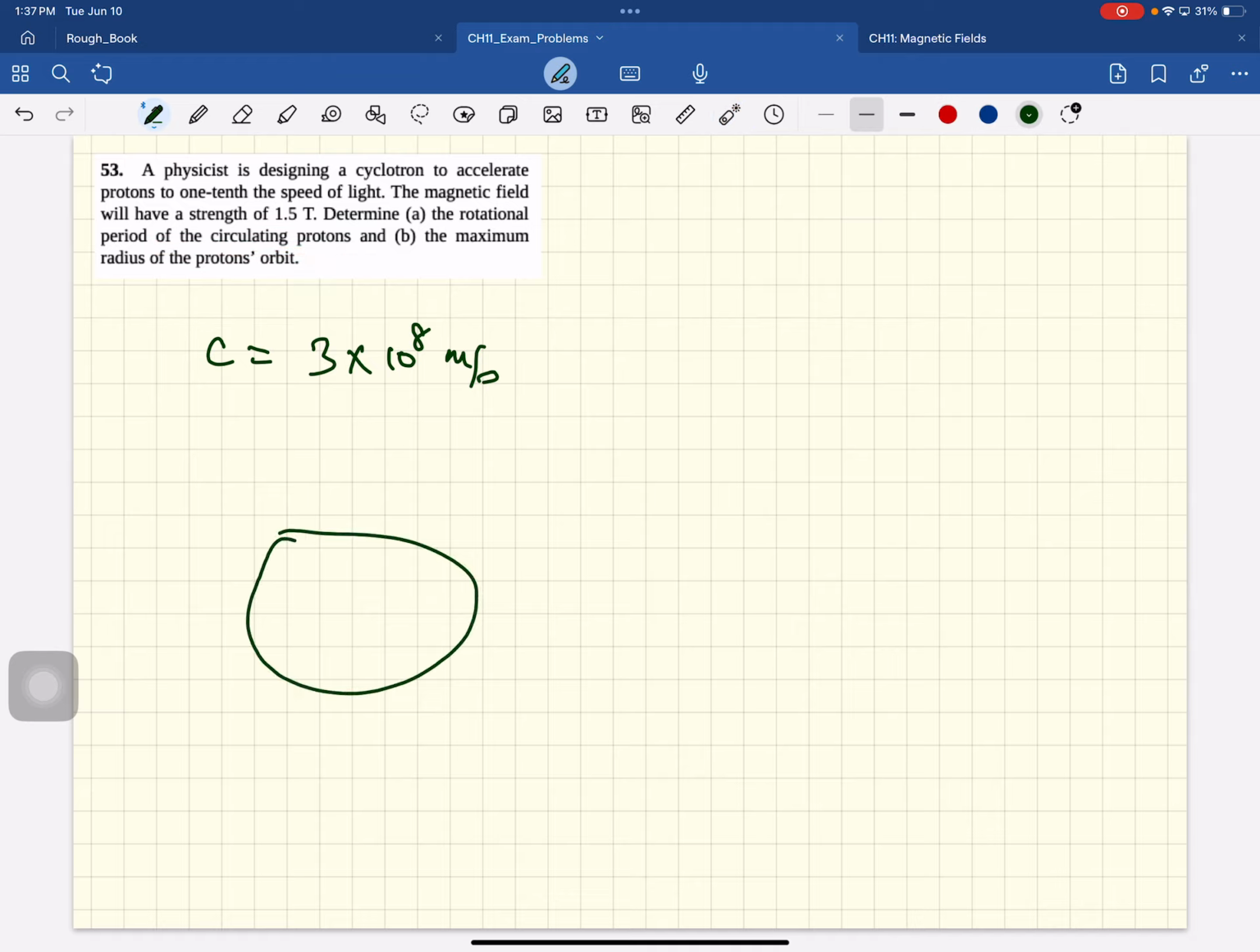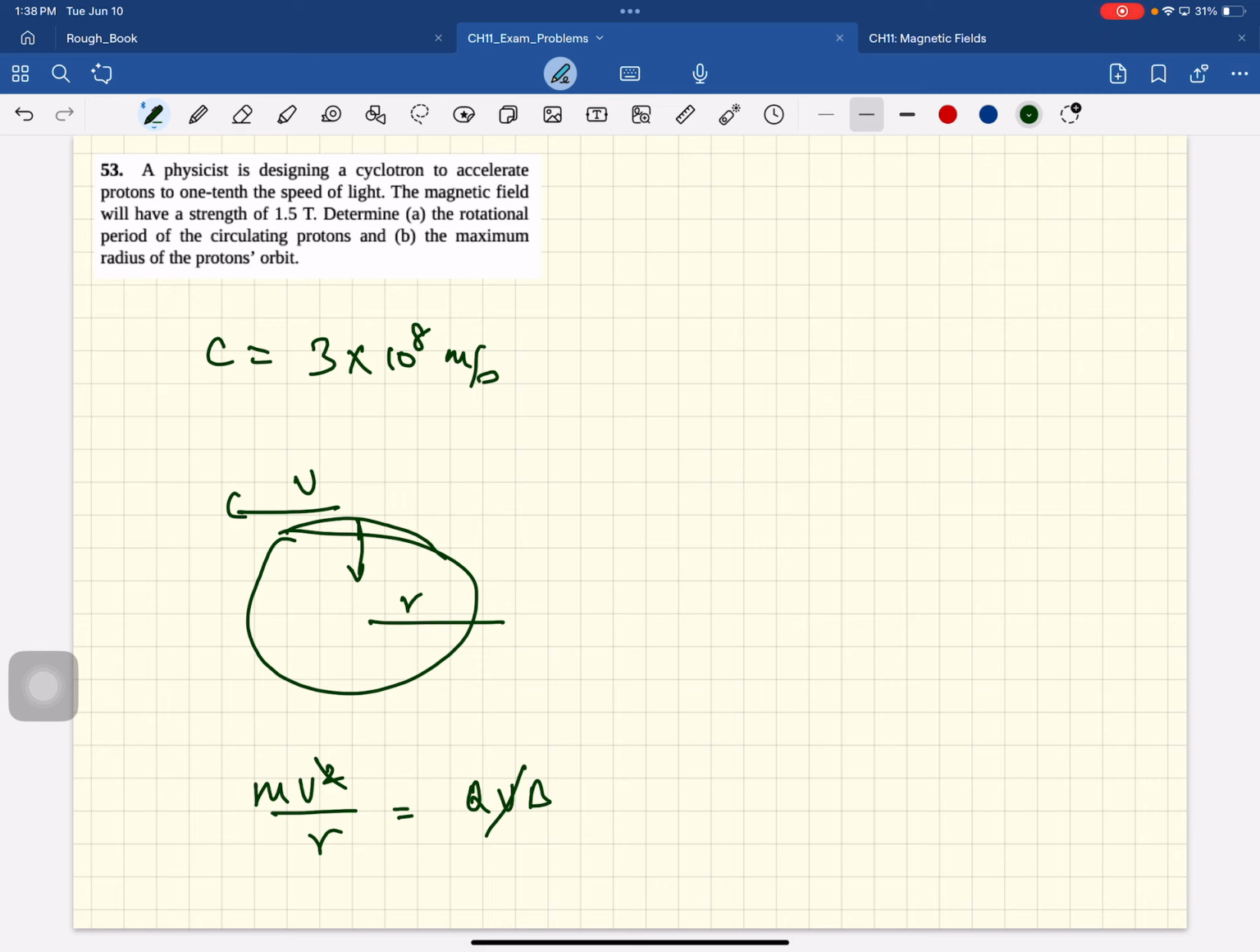Okay, so here the radius of the orbit and v. Okay, so v is going to be 1/10 the speed of light. To make it go in a circle, you need centripetal force. You need this much centripetal force, and that's being provided by the magnetic force. Yeah. And this is the strength of the magnetic force. Yeah. So, what is it? Determine the rotational period of the circulating proton.